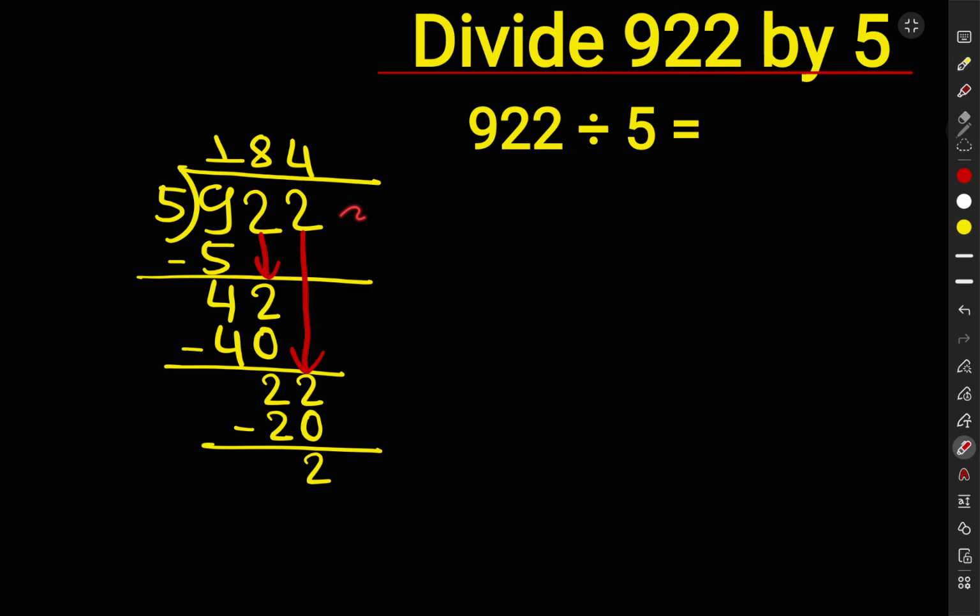So now we have no other number to put down. So we take here decimal, so that we put 0. So it is 20 and 5 times 4 is 20. On subtracting we get 0.